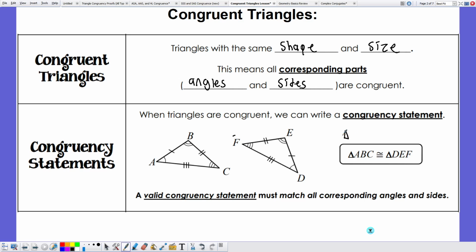For example, triangle, let's say CAB, that would be congruent with triangle... Well, C matches up with F. A matches up with D. And B matches up with E. So we could have written that triangle CAB is congruent to triangle FDE. And there's other combinations we could have worked with as well.